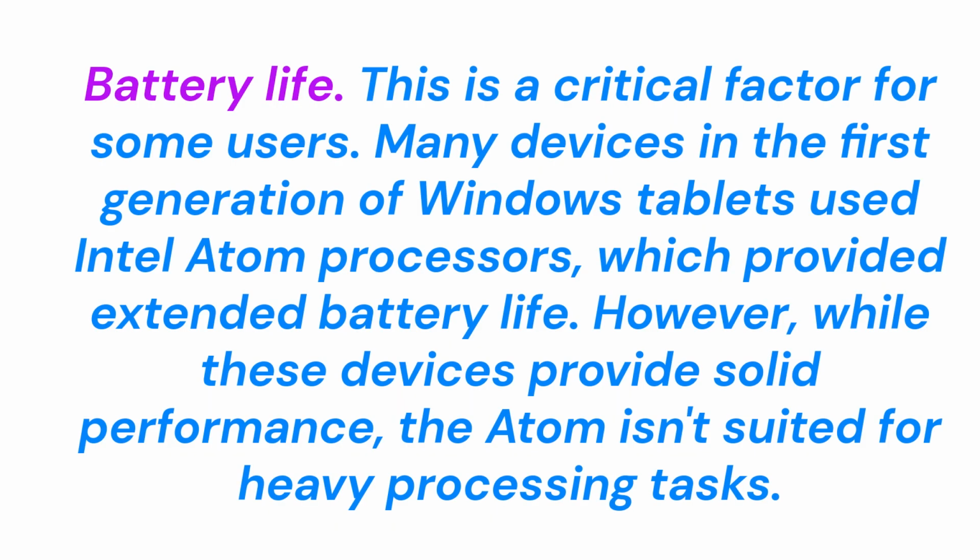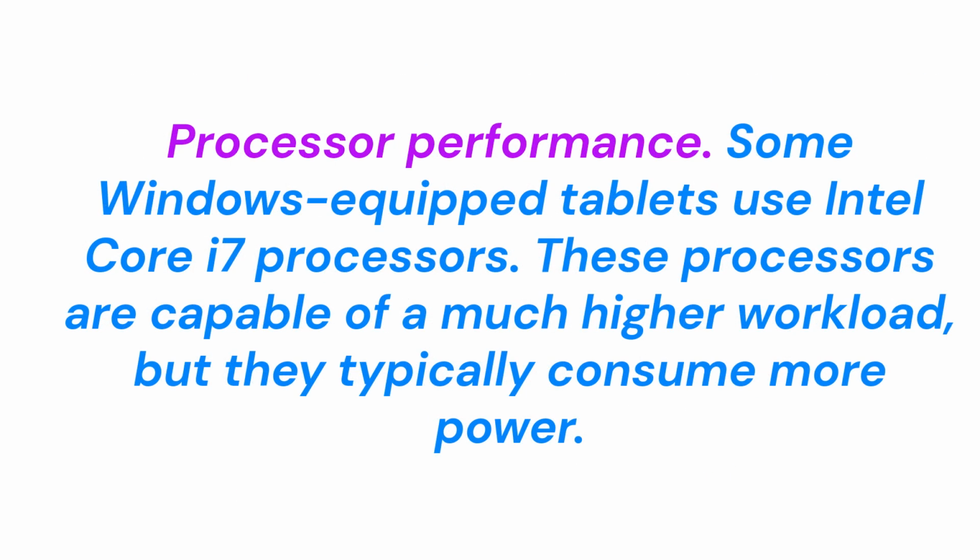Factors that affect device selection. Other factors that might determine what type of tablet or convertible device a user selects include battery life. This is a critical factor for some users. Many devices in the first generation of Windows tablets used Intel Atom processors, which provided extended battery life. However, while these devices provide solid performance, the Atom isn't suited for heavy processing tasks. Processor performance. Some Windows-equipped tablets use Intel Core i7 processors. These processors are capable of a much higher workload, but they typically consume more power.